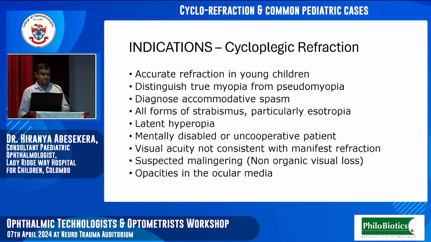Like I said, in Down syndrome patients it's very important to do cyclorefraction, when there are corneal opacities, when there are lens opacities. It's very important.